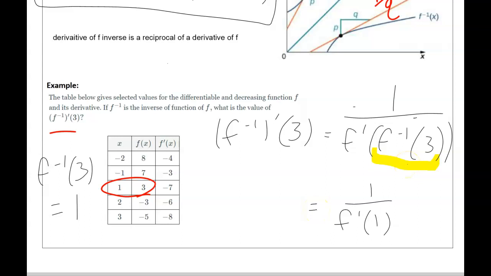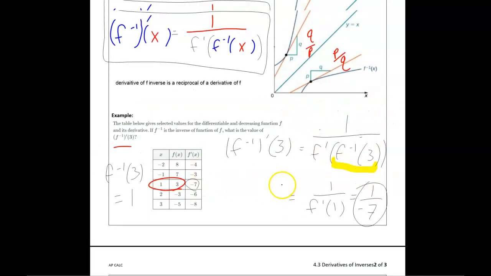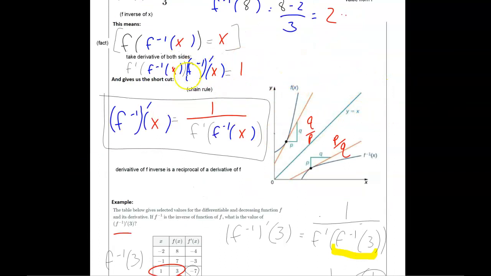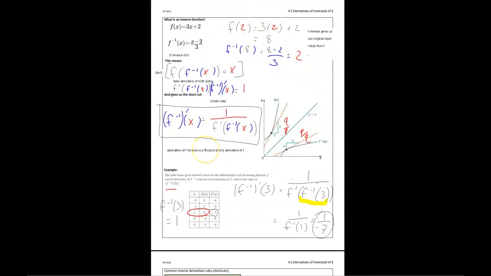Because f prime of 1 is given to me in the table. It's going to be 1 over negative 7. So there we go. There's my solution. So simple rule. Tough for me to memorize, though, so I like to make sure I understand how to derive it so that I don't have to remember it. I can figure it out when I need it.